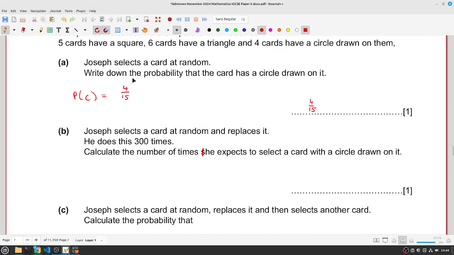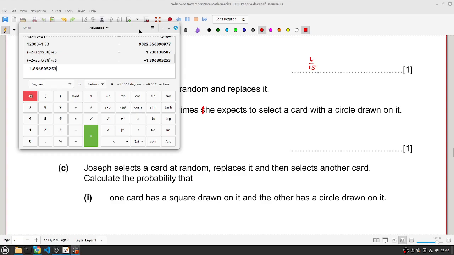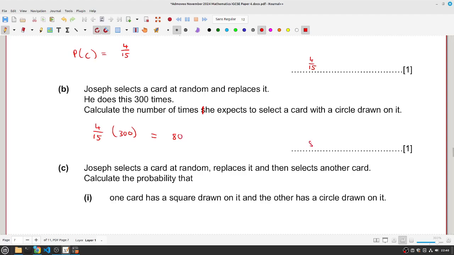Okay, so we've already had the probability that one of the cards is a circle if he picks it. So we're just going to say we expected this fraction of the time. So that fraction of all the times, which is 300 times, it's going to be a circle. Okay, so we can just type that in the calculator. Again, pretty straightforward if we think about it. So 4 over 15, and we do that 300 times. So 4/15 of all 300 times is 80 times that we expect him to get a circle. So 80 times.